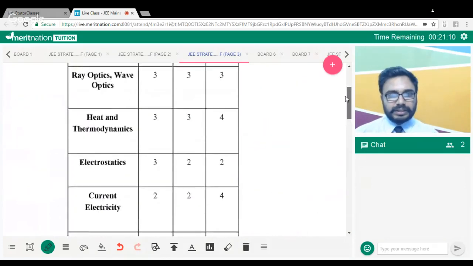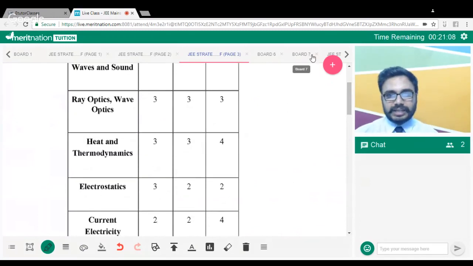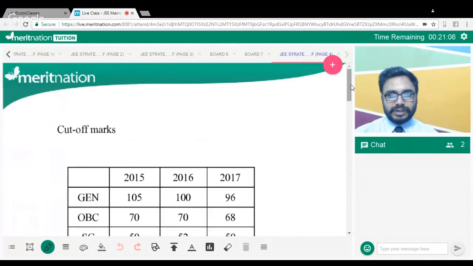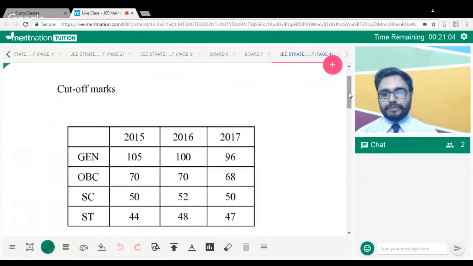what were the cutoff marks in the last 3 years. This is it. For the general category, the cutoff marks is approximately 100. It has been decreasing over the last 3 years: 105, then 196, then for OBC, last year 68, for SC and ST 50 and 47 respectively.